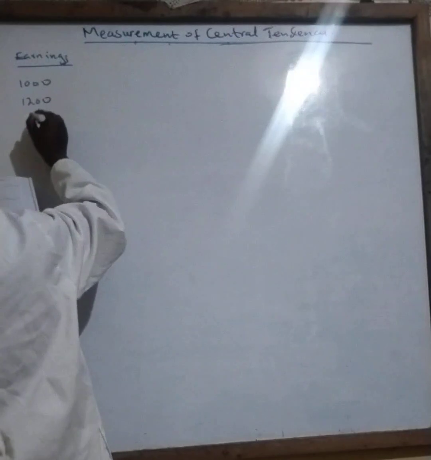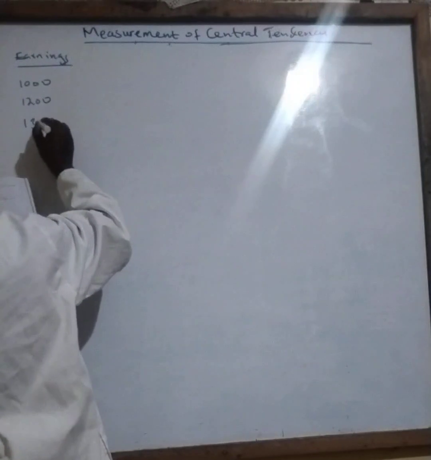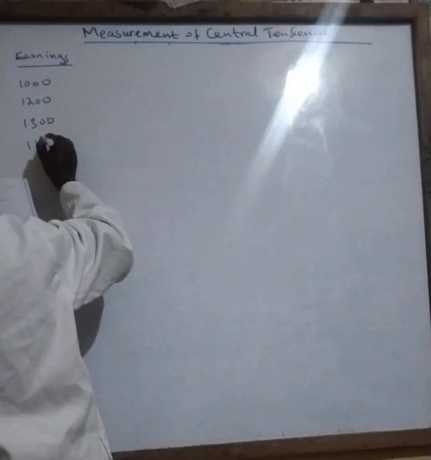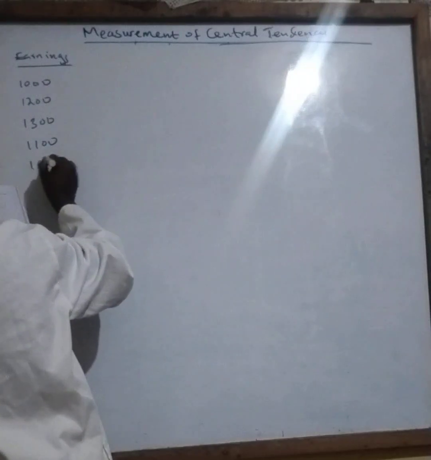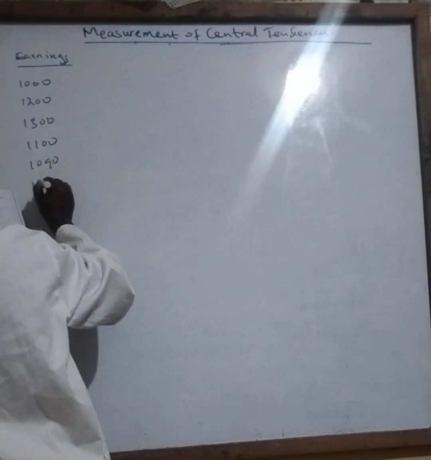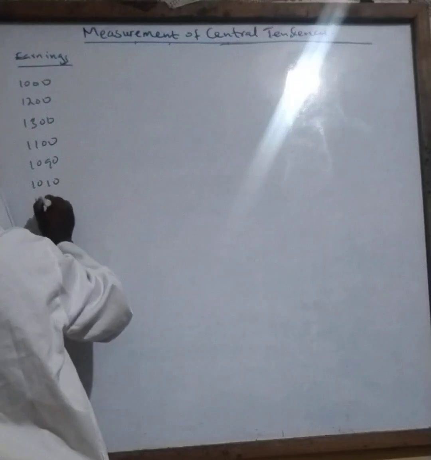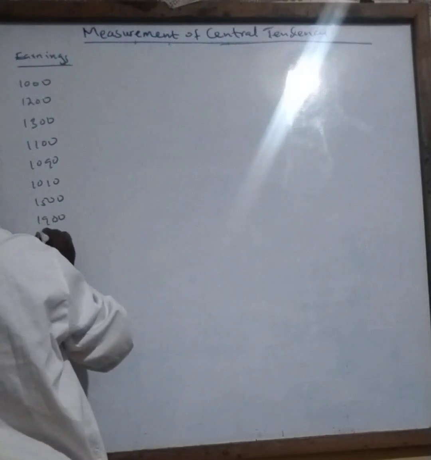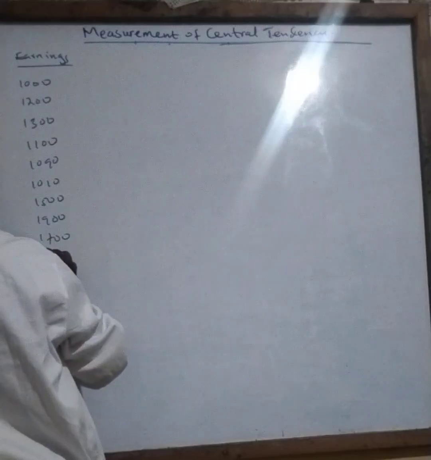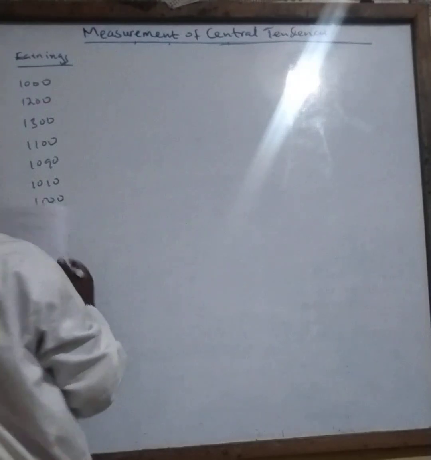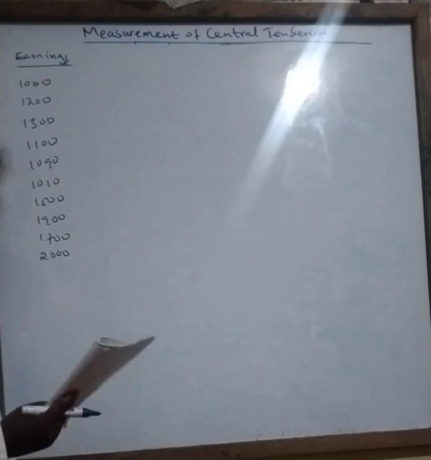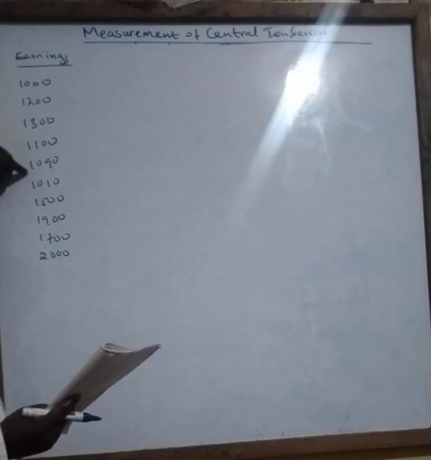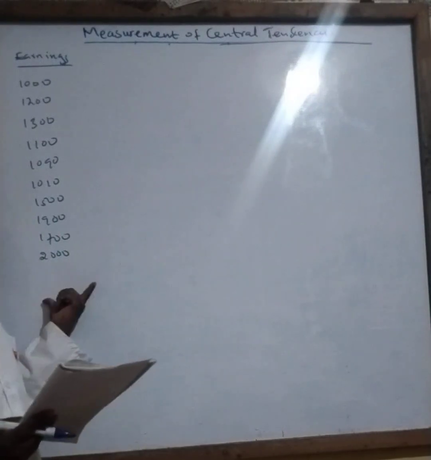1,000, 1,200, 1,300, 1,100, 1,090, 1,010, 1,500, 1,900, 1,700, and 2,000. So how many items are here? 1, 2, 3, 4, 5, 6, 7, 8, 9, 10. So your n is 10 here.